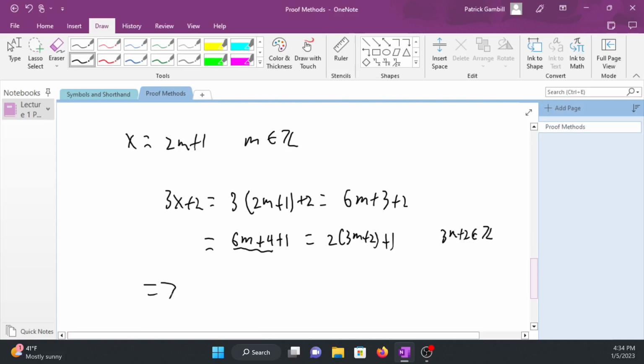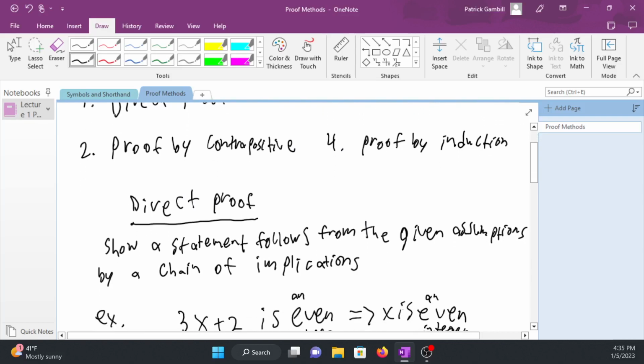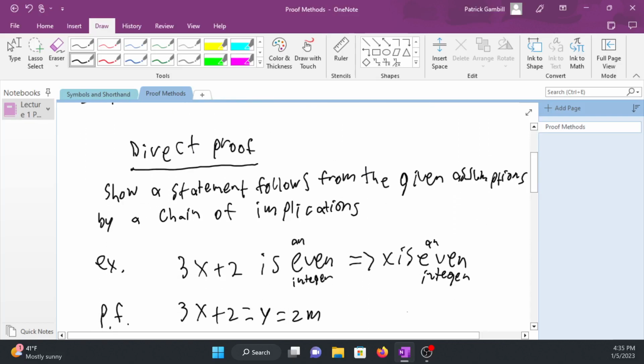Therefore, we know that 3x plus 2 is an odd integer. So what this tells us is if we assume x is odd, it guarantees 3x plus 2 must also be odd. So if we're trying to show that 3x plus 2 is even implies that x is an even integer, then we know that x can't possibly be an odd integer because we would get an odd result to begin with. It violates our original assumptions.